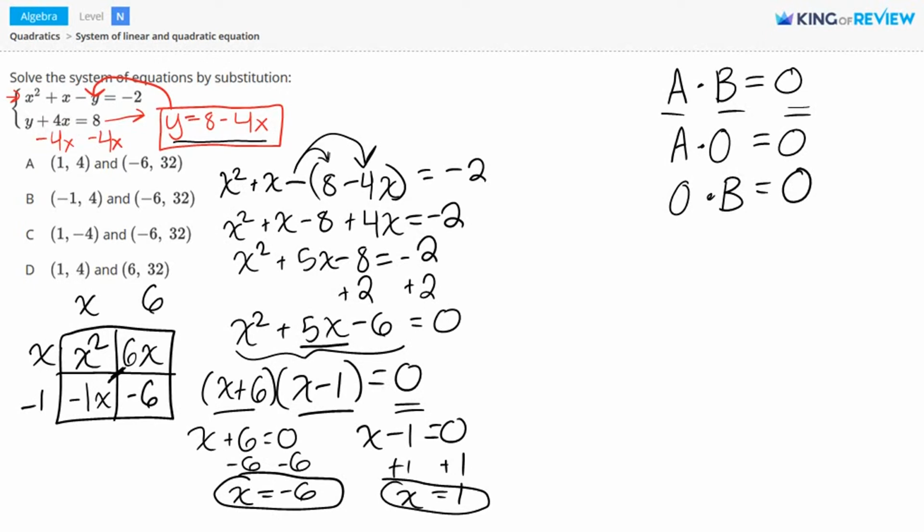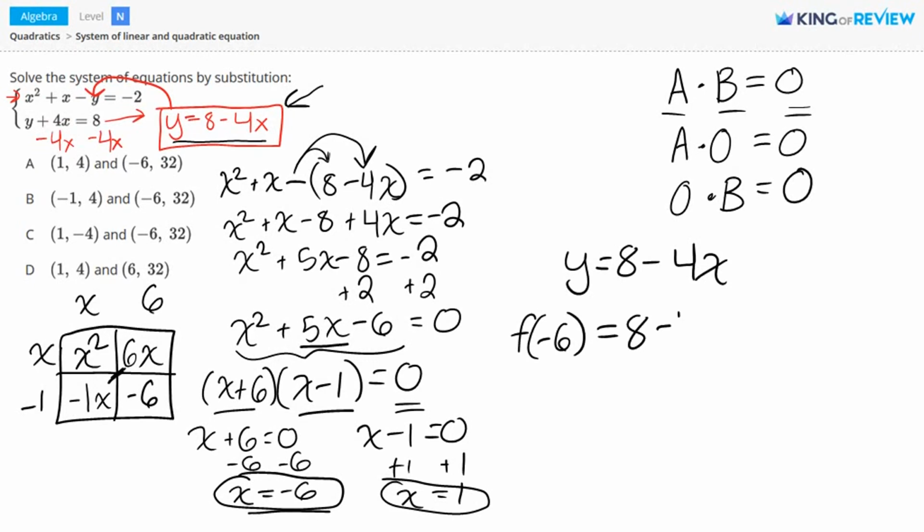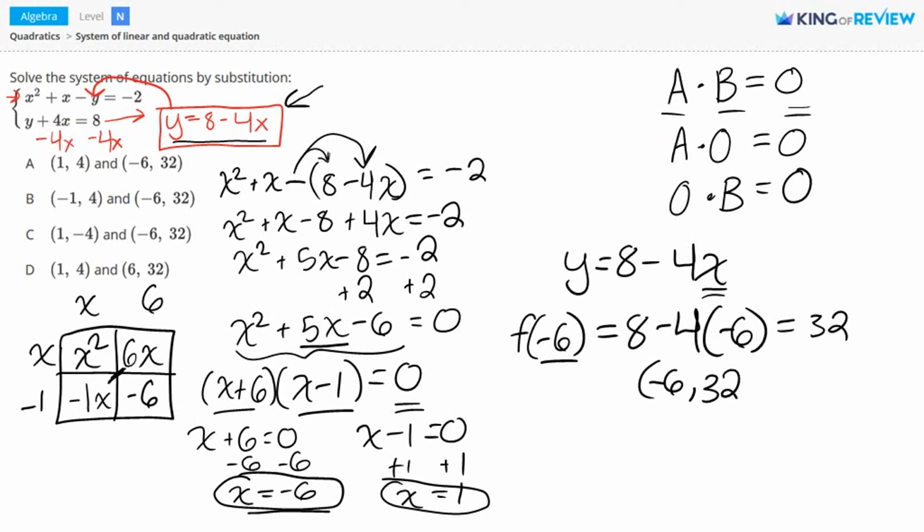The next step is to solve for y. We've already rearranged one of our equations to solve for y. We have y equals 8 minus 4x. So I'll start with this x value, -6. So I have f of -6 equals 8 minus 4 times -6. So I'm just plugging in this x value into here and solving for y. 8 minus 4 times -6 gives us 32. So we have the point -6, 32. That's one of our answers.